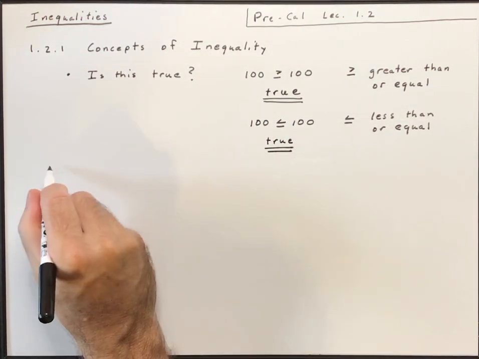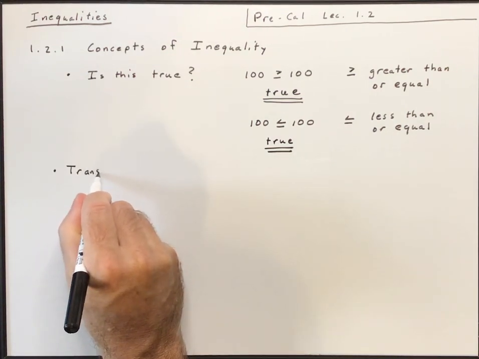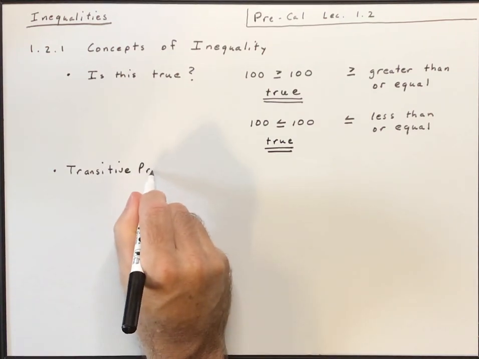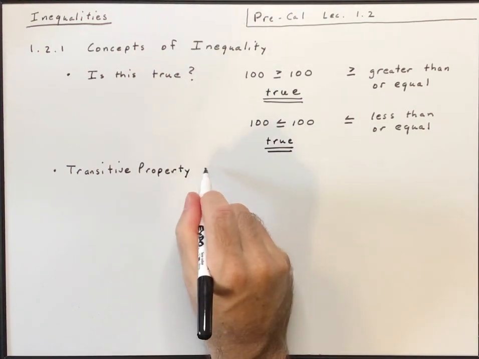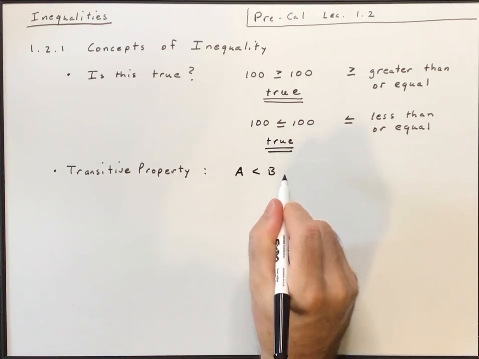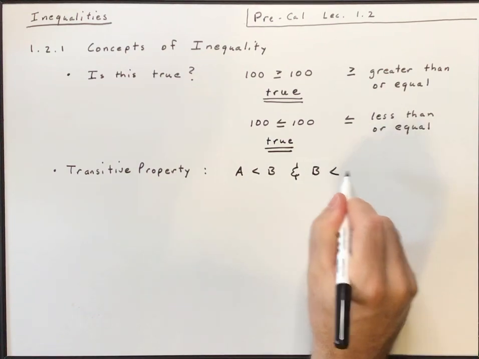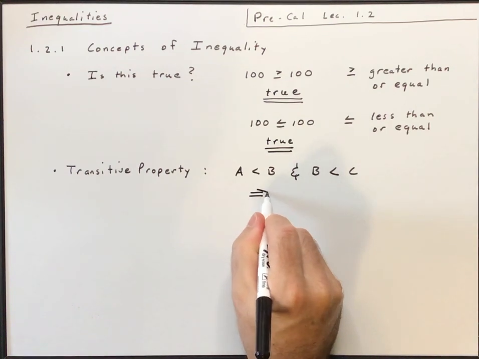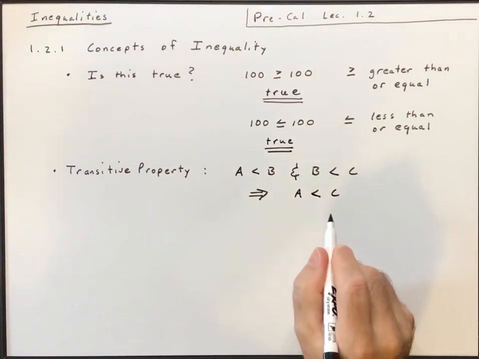Okay, so with this, let's talk about the transitive property. That's if A is less than B and B is less than C, then A must be less than C.